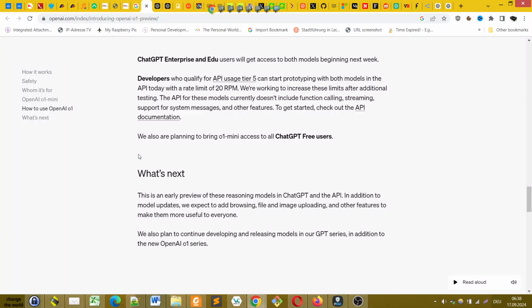And as they say here, they're also planning to bring o1 mini access to all ChatGPT free users, but it's not in place yet. Other limitations are that the models do not include function calling, streaming support for system messages and other features in the API, and also do not include features like web browsing, document uploads, and image manipulation as of now in ChatGPT.